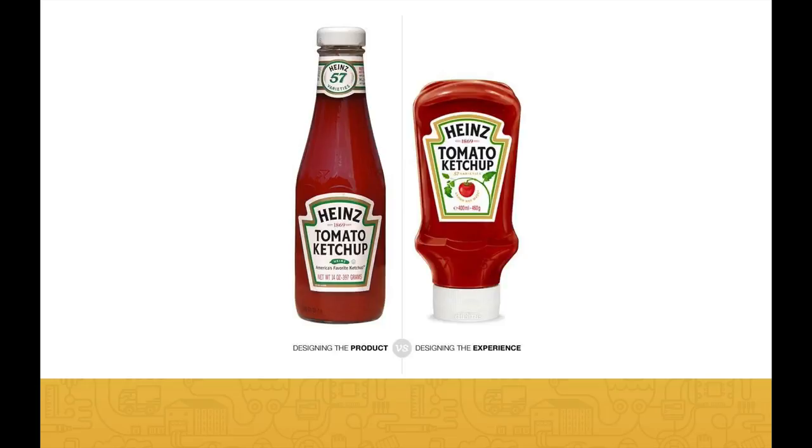Now this picture is a good explanation of the difference between just designing the presentation of a product or designing the whole experience. So the bottle on the left side may be beautifully designed, but it doesn't solve the user's need to get ketchup out of the bottle as quick as possible. So the bottle on the right side tries to solve that problem by designing a pleasant overall user experience. It's also beautiful, but at the same time, it works.